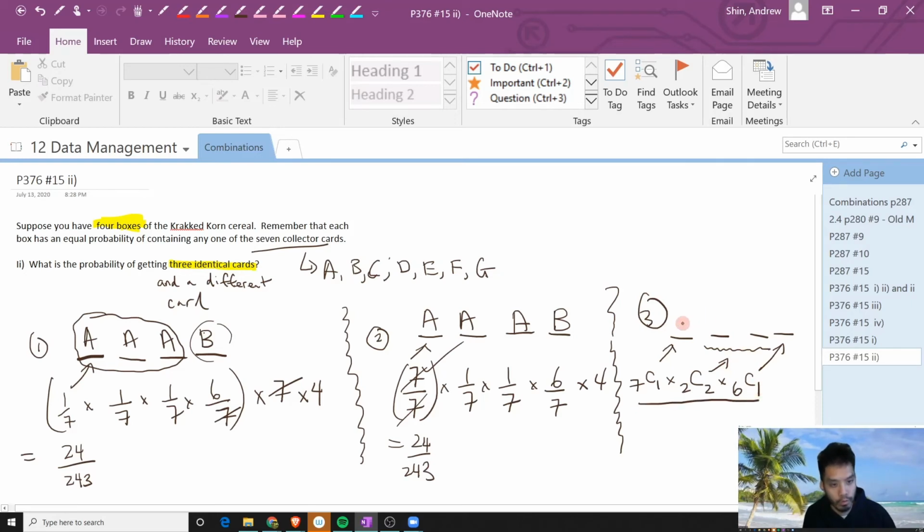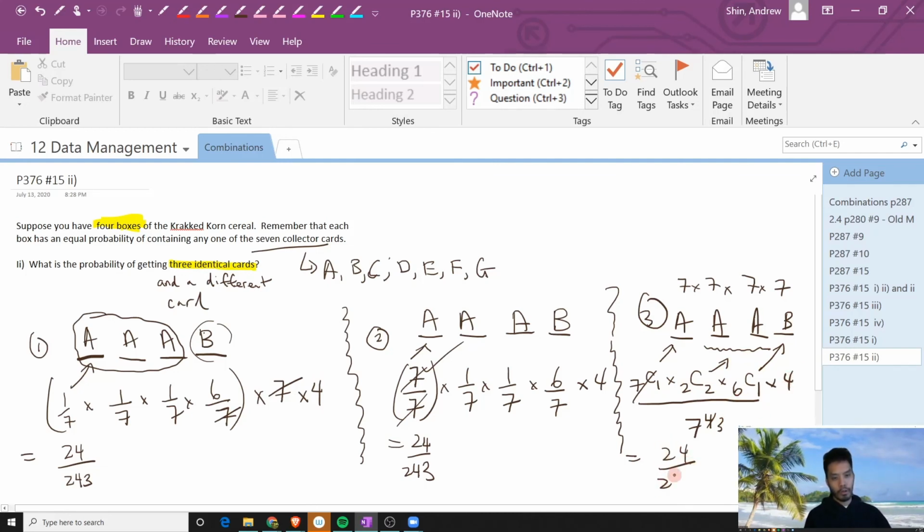And what's the total? We have 7 times 7 times 7 times 7. We have 7 to the 4 different possibilities for that situation there. And this becomes 7 times 6 times 1. Okay, so this 7 divides out. Oh, I forgot. I'm going to multiply by 4. Because this, again, A, and B, this B can be switched around. So we got 6 times 4 will be 24 over 343.